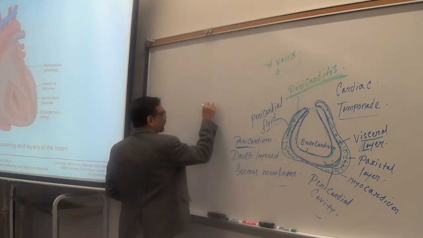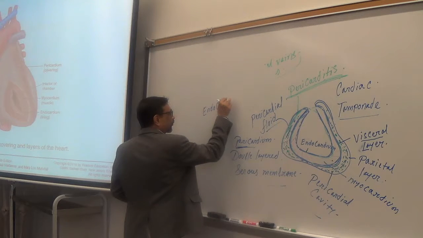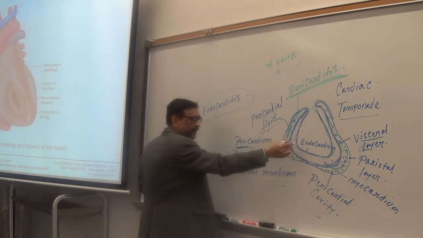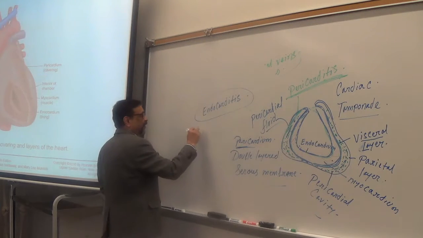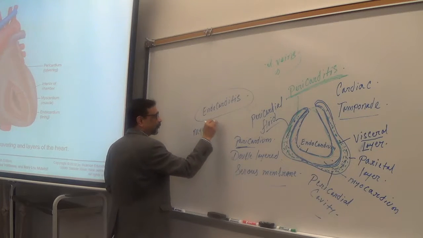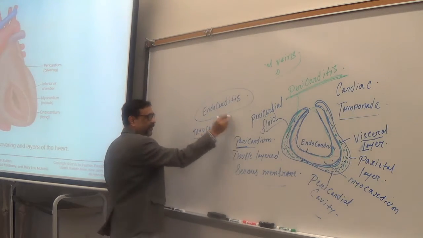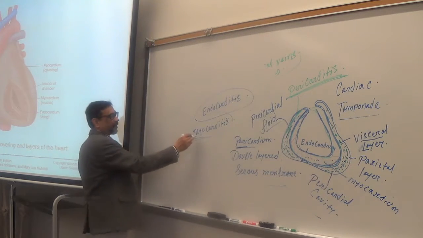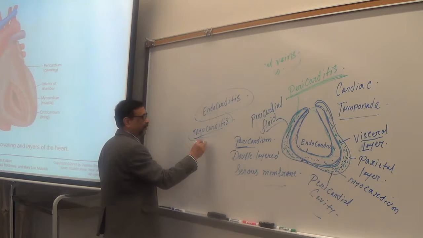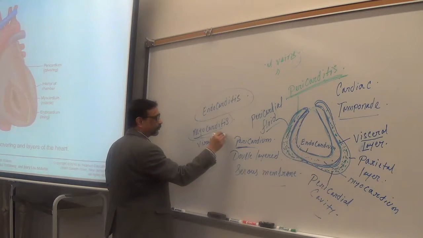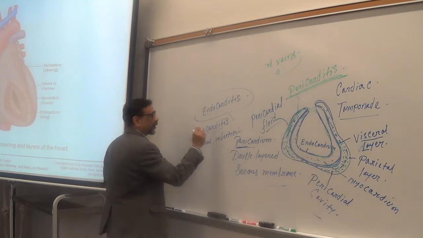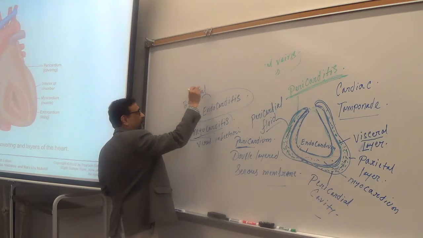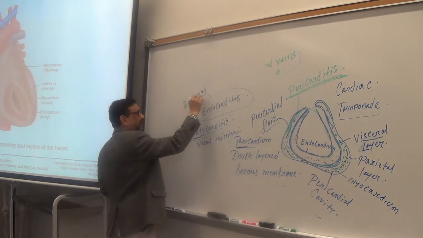So, endocarditis is the inflammation of endocardium, innermost lining. Myocarditis is the inflammation of middle muscle layer, heart muscle. This one often occurs due to viral infection. This one more often due to bacterial infection. Okay.